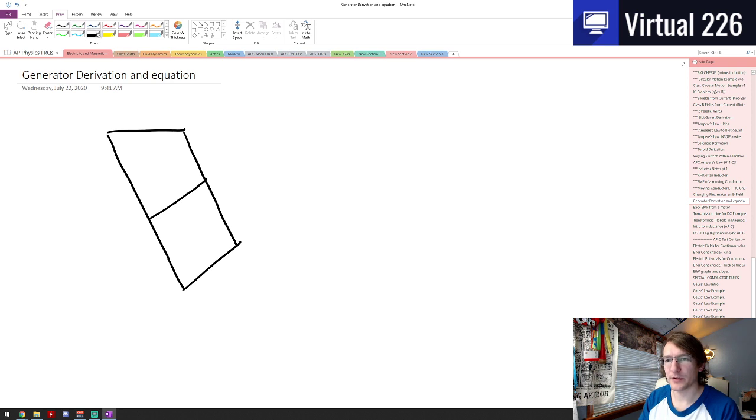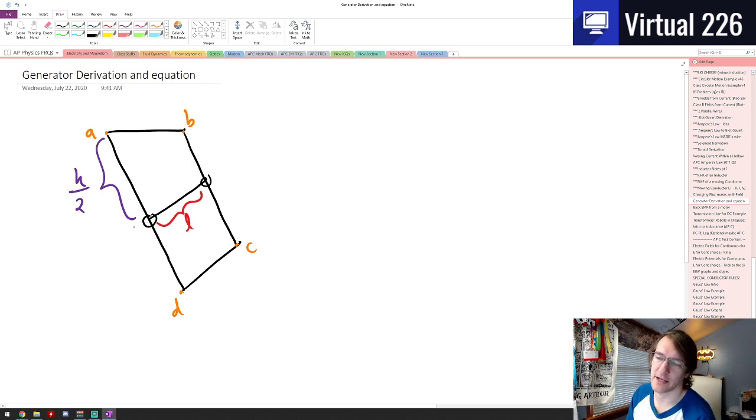Let's put some points on this. Let's call each of these vertices A, B, C, and D. Let's call the center bar a pivot. There's a pivot point right here, allowing it to spin, and a pivot point on the backside too. I can rotate on that. This has some length L, and from halfway between A and D, this is some value H over 2, and the entire thing is length H.